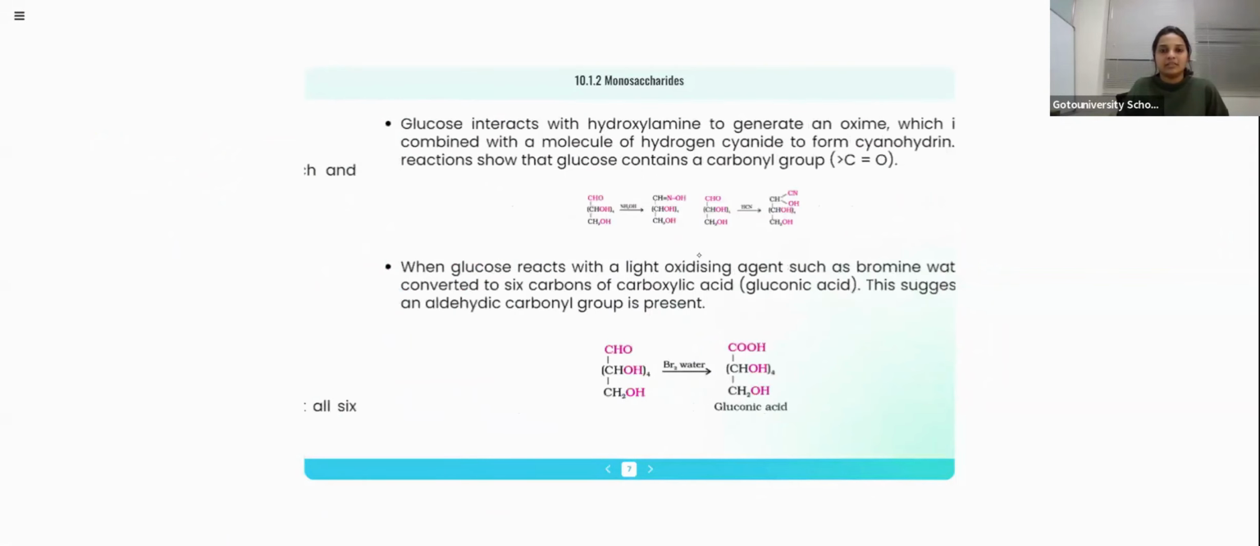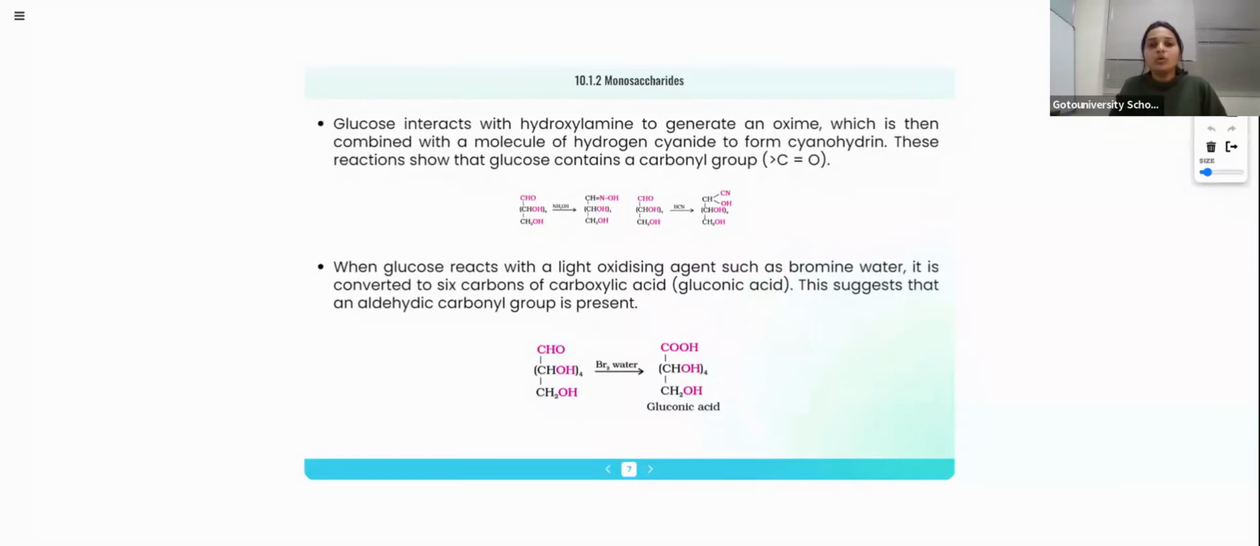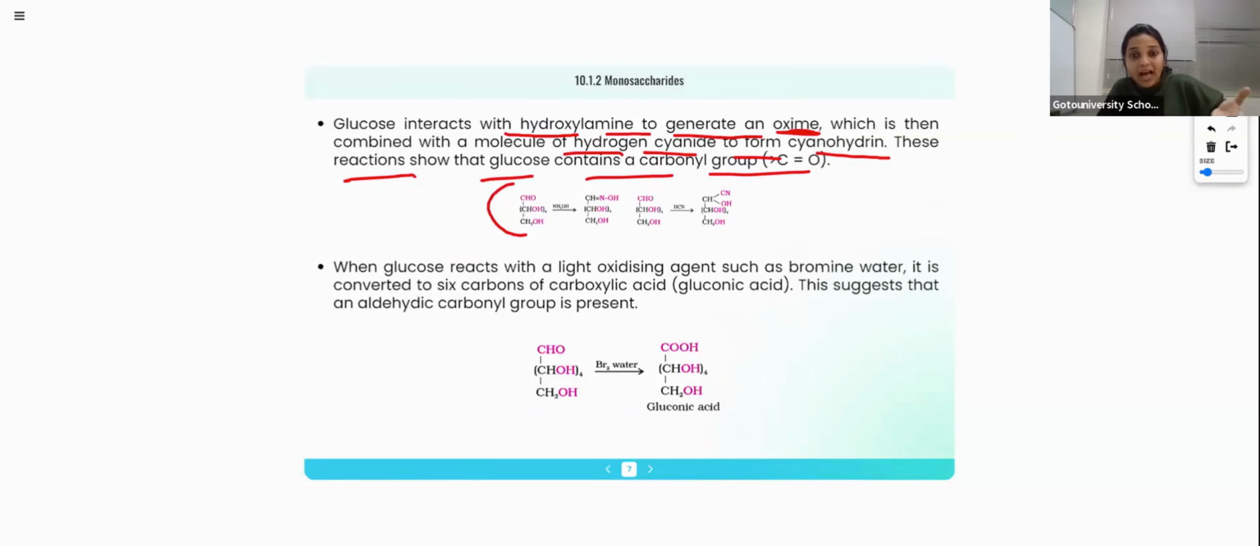Got it? Yes. Then glucose interacts with hydroxylamine to generate an oxime. Oxime, very, very important, which is then combined with a molecule of hydrogen cyanide to form cyanohydrin. This reaction shows that glucose contains a carbonyl group. See, this is glucose, right? When it is reacting with hydroxylamine, they are producing oxime. Okay, this is called an oxime.